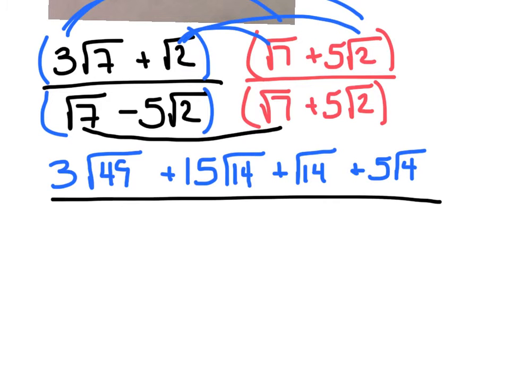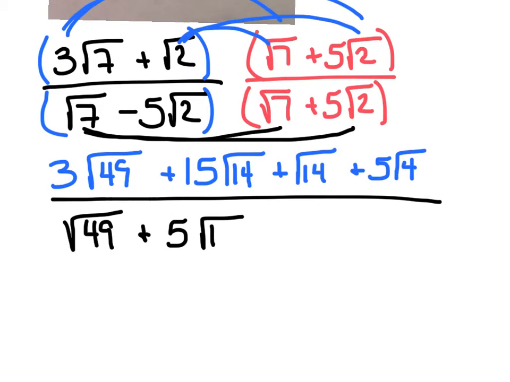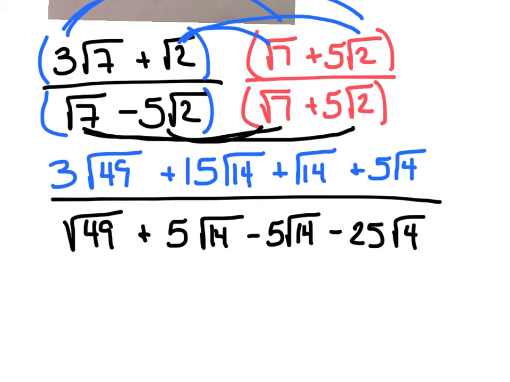That's going to get me, let's see, radical 49. And perhaps you simplified while you went through it. That's even smarter. Plus 5 radical 14 minus 5 radical 14, and minus 25 radical 4. Now, some people didn't even multiply these two because they're conjugates. We know those middle terms are going to cancel. And I'm just going to go slowly and clean this up.